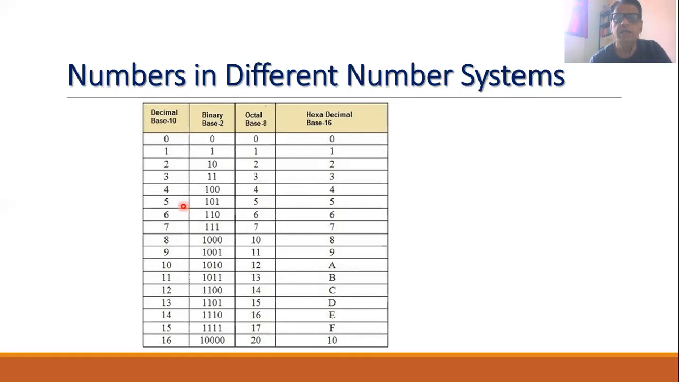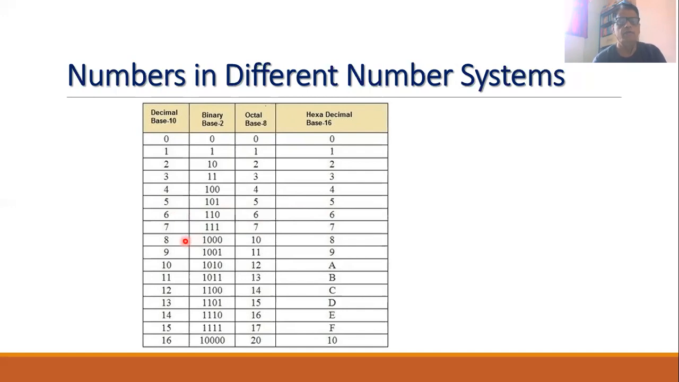So you will find that in any number system, whenever we write the next number, we need to add 1 to the previous number. Say for example, when we add 1 to 4, then we get 5. And when we add 1 to 100, then we get 101. And 5 is written the same in octal and hexadecimal. For 6, we write 110 in binary. 6 is written as it is in octal and hexadecimal. For 7, we write 111 in binary. 7 is written as it is in octal and hexadecimal.